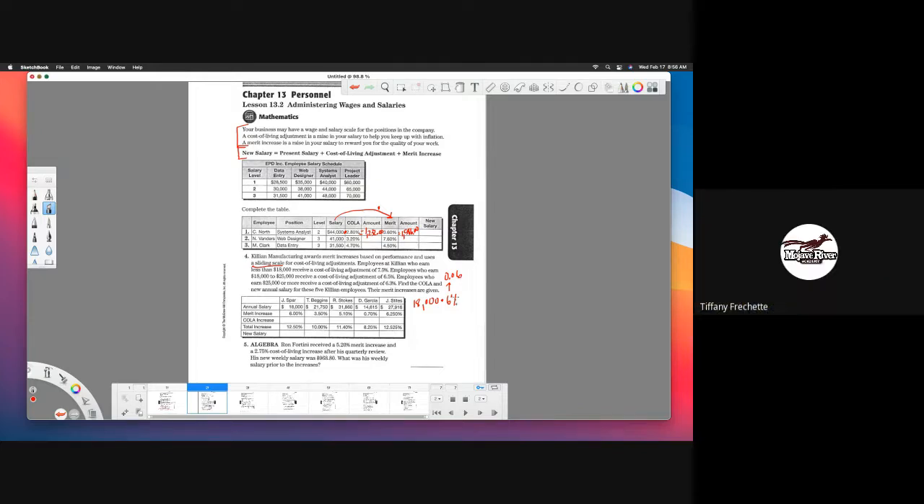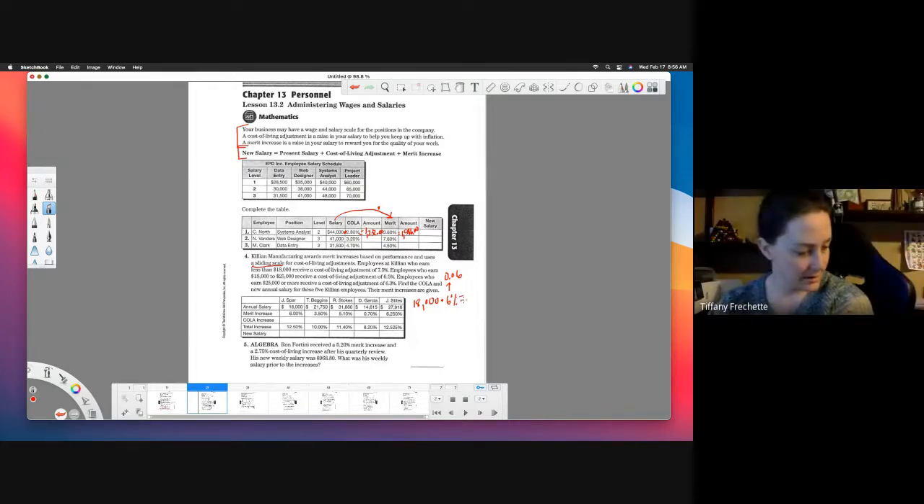All right, so with this one, we get, oh, darn it, I didn't write it out. Oh, I'll show you another way you can do this. That's why I didn't write this out. 18,000 times 6%. So we get $1,080, and that's for his merit increase.